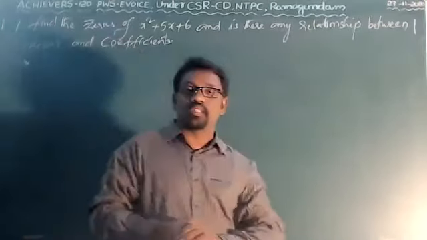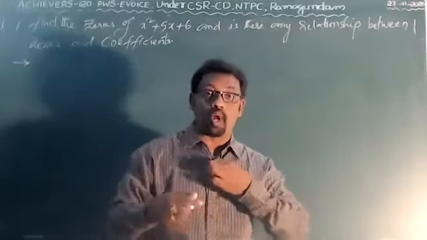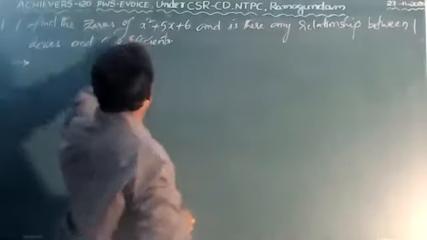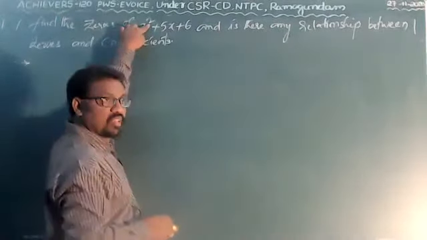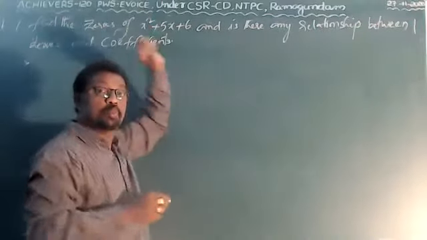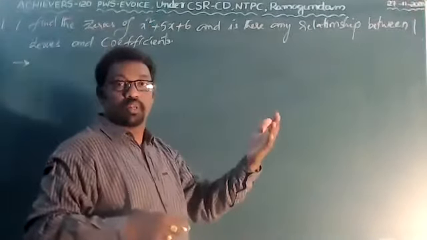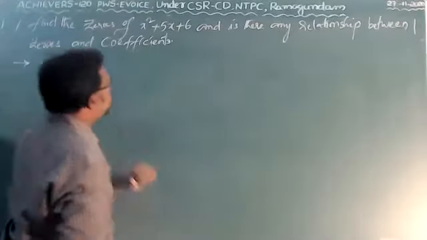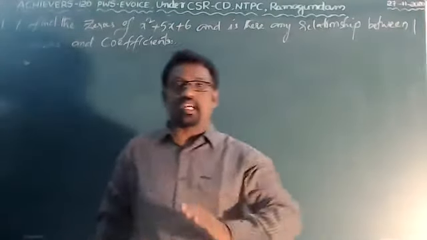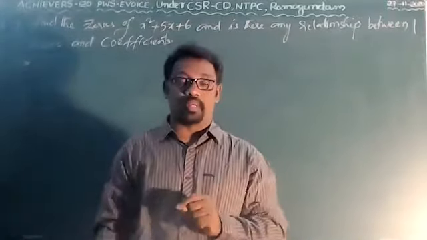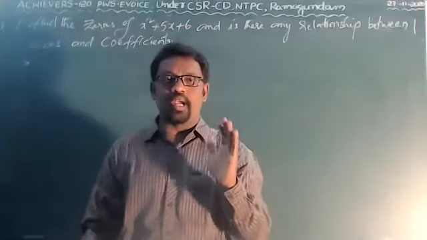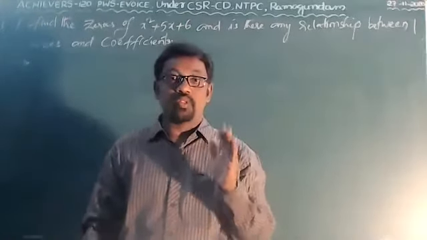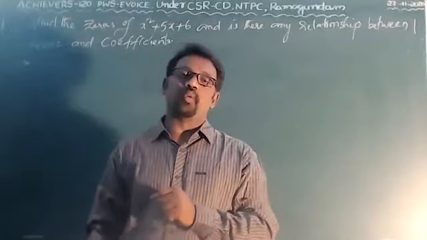This is also important, but the cubic polynomial is most important. This is quadratic, which has a square, but the cube, x cube, is most important. We will see that also. First of all, you have to find the zeros from the quadratic polynomial.